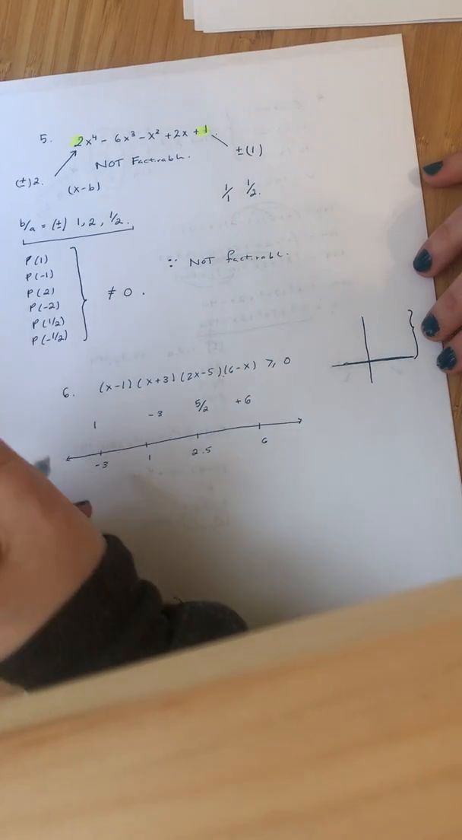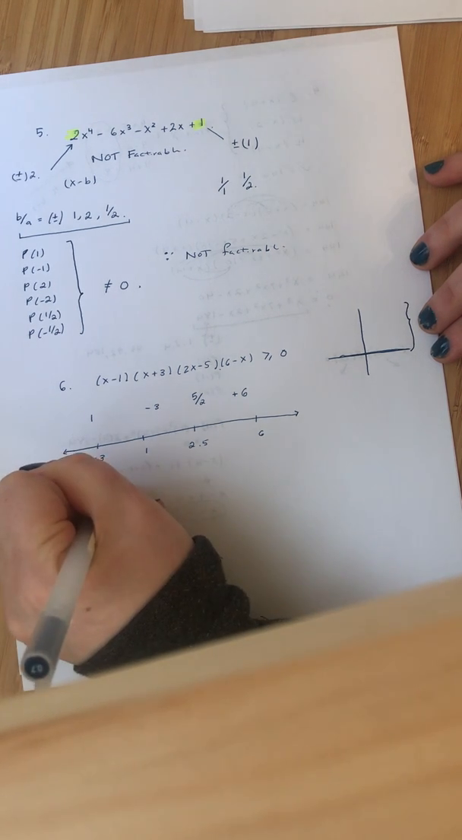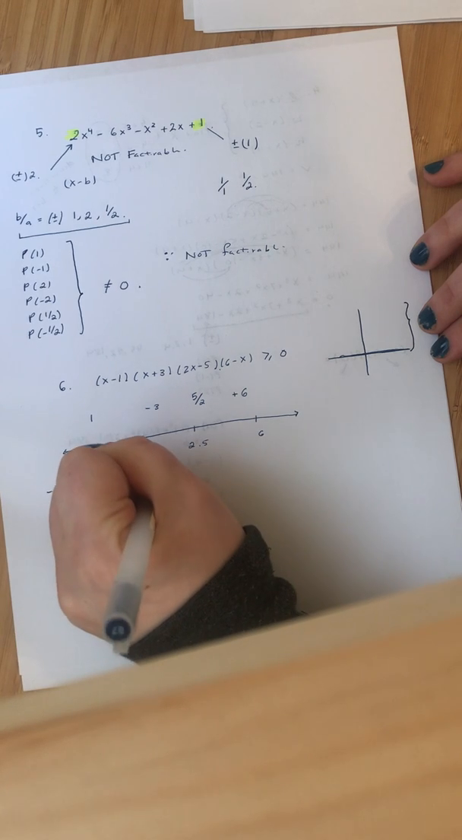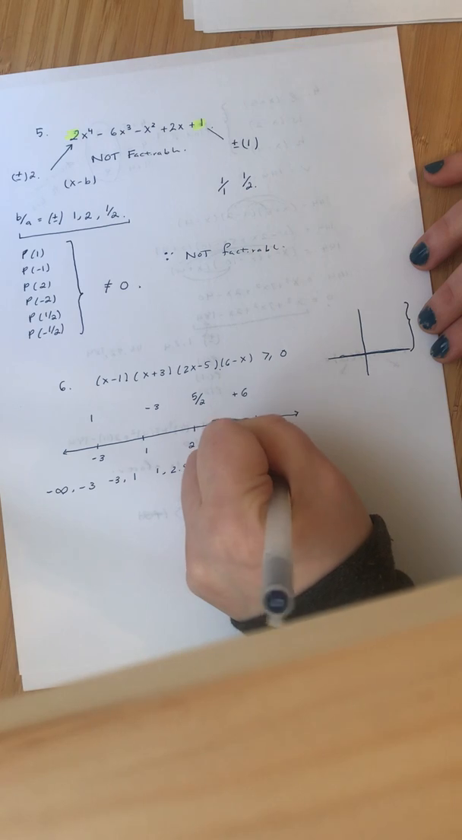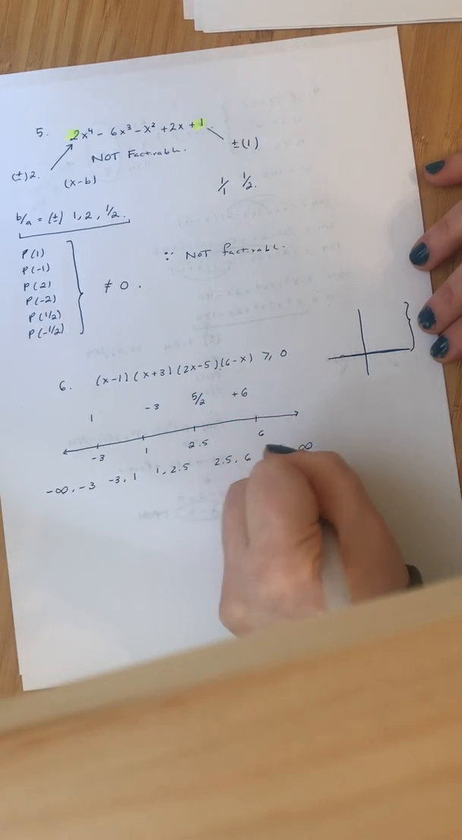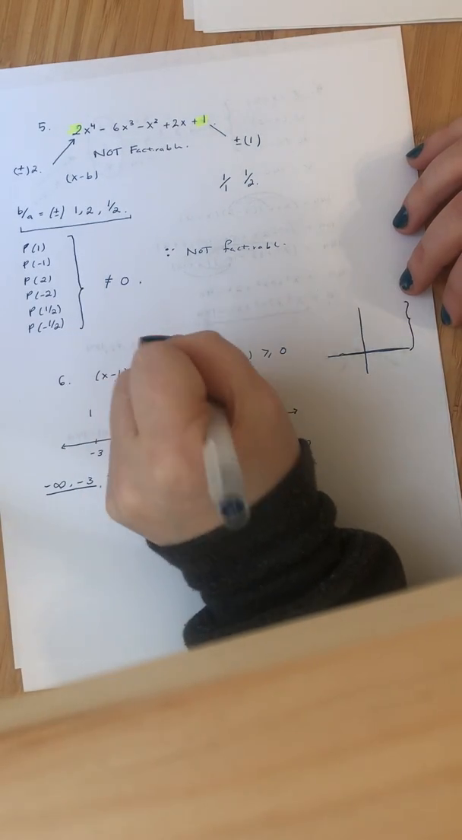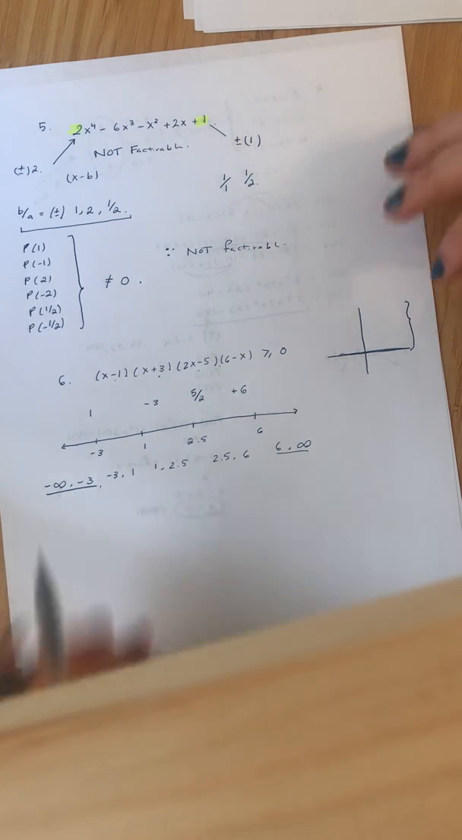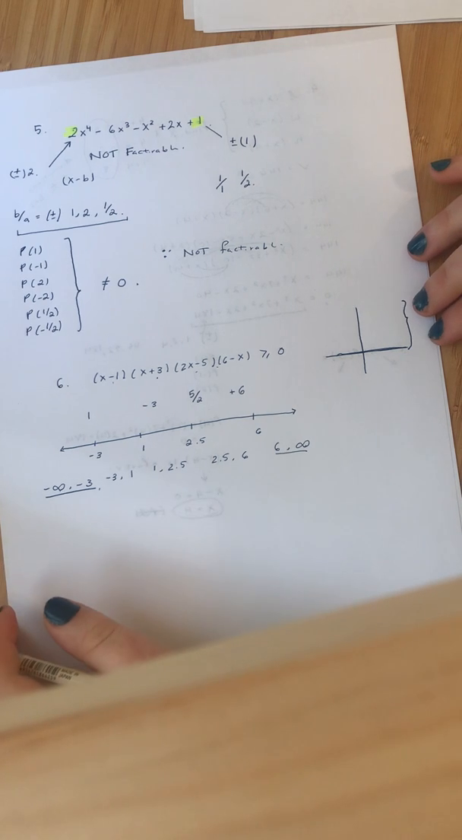Okay, so this gives me my ranges, which is negative infinity to negative 3, negative 3 to 1, 1 to 2.5, 2.5 to 6, and 6 to infinity. Don't forget these two end ranges. Some of you had forgotten to put in the end ranges there. Okay, so now I want to see what the sign is for each of these separately, because of the multiplication property, I can add up the signs and see if it's positive or negative really easily.